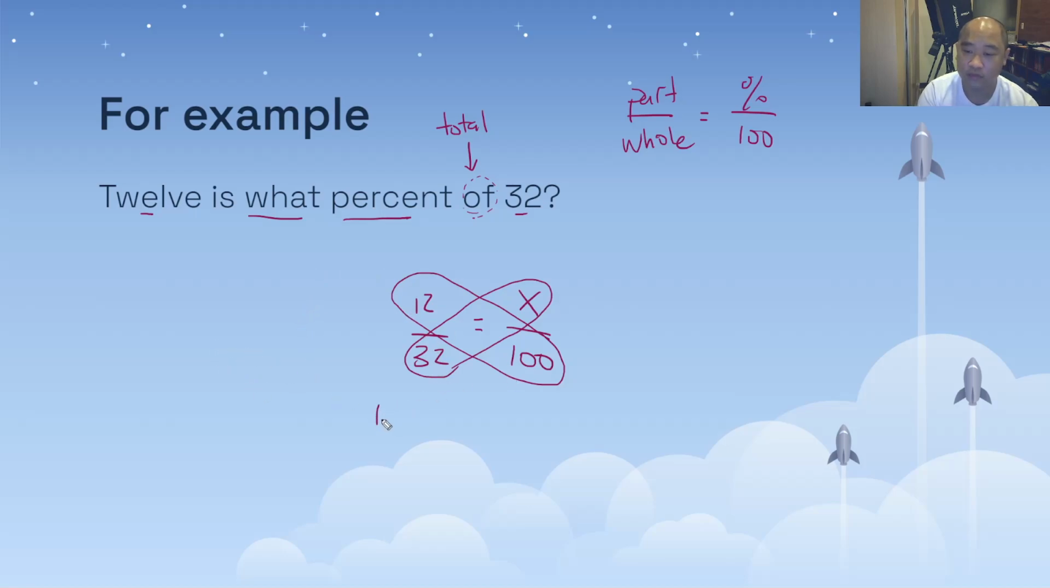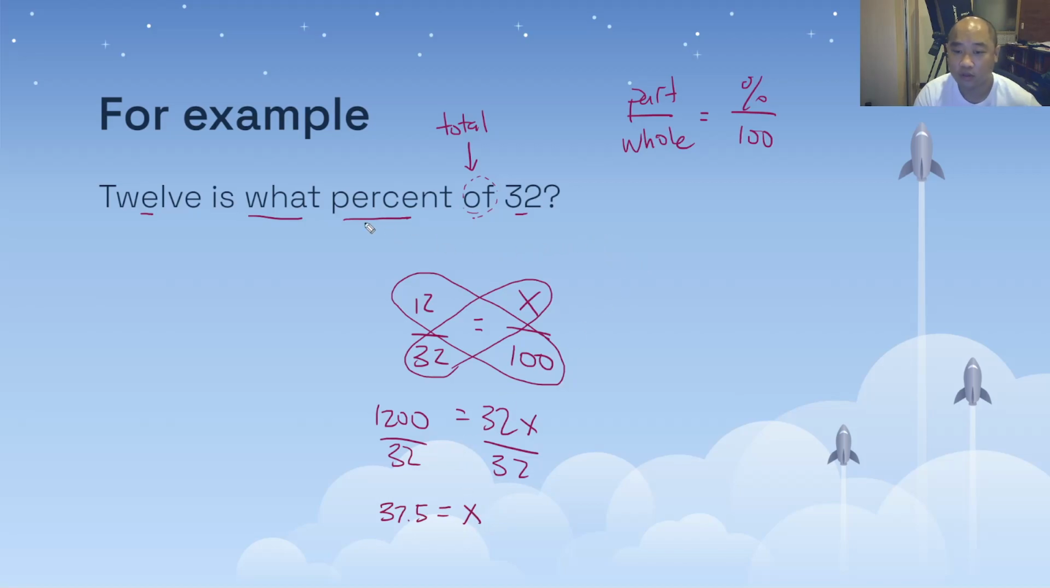So 12 times 100 is 1200, and 32 times X is 32X. And so you divide both sides by 32, and then 1200 divided by 32 is 37.5. So 37.5 equals X.